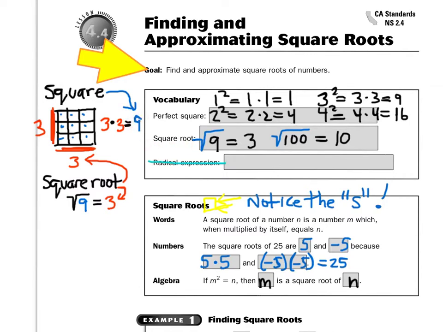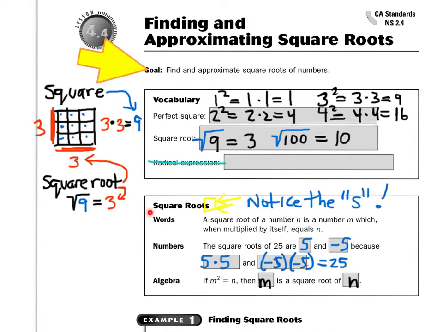When we say the word square root, we want just one of the edges. So the square root of 9 is 3, and you can see it here. It's just one of the edges. So if you take a look at the vocabulary, the square root of 9 equals 3. Or the square root of 100 would be 10, because remember, 10 times 10 makes 100.